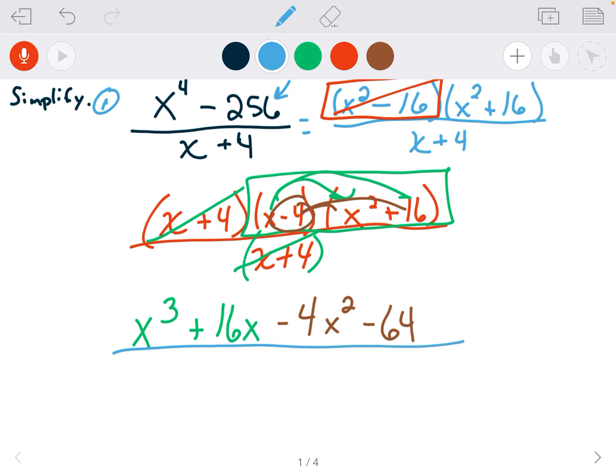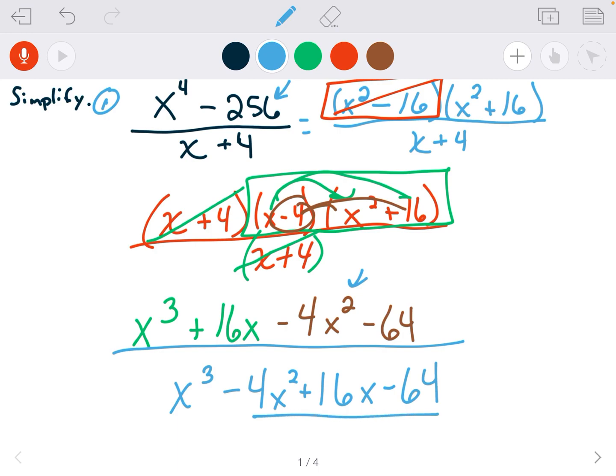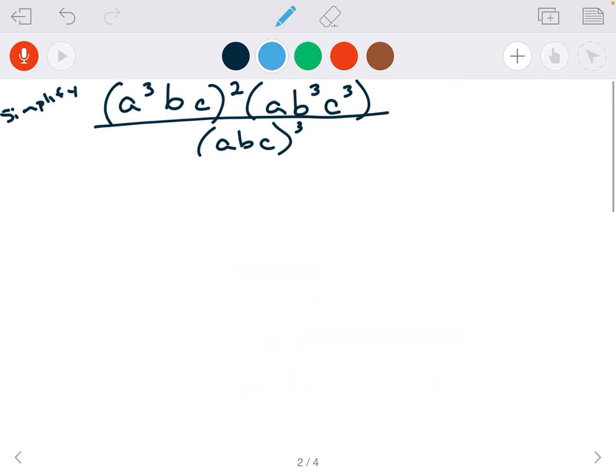Now, the final thing is we want to put this in the proper order, standard order. So the answer is x cubed minus 4x squared, so it's descending according to the variable, plus 16x minus 64. That is your simplified form. Now notice, this can be factored again, but that's not what we're doing. We're trying to find the simplified form. So end it right here, guys.